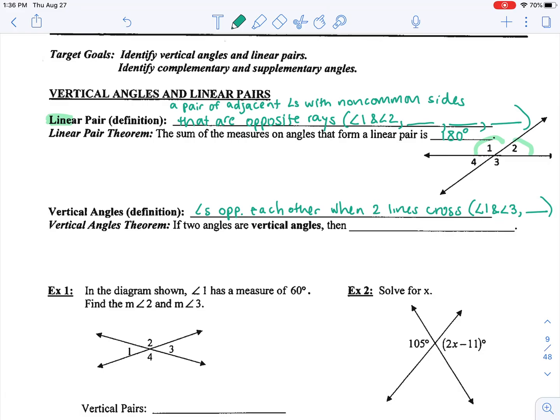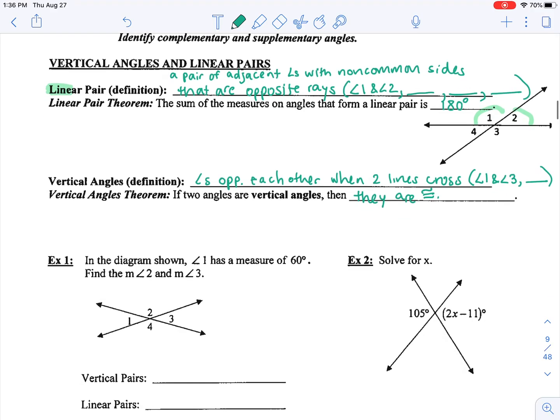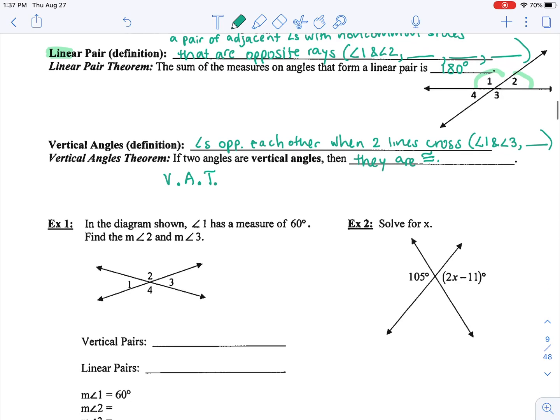Vertical angles theorem: the angles that are opposite each other are congruent to each other. If 2 angles are vertical angles, then they are congruent. We use this as a justification many times, so I'm okay with you abbreviating this theorem for this class as VAT, V-A-T, vertical angles theorem. So if you want to say, I know angle 1 and 3 are congruent because they're vertical angles, you can just say because of VAT.